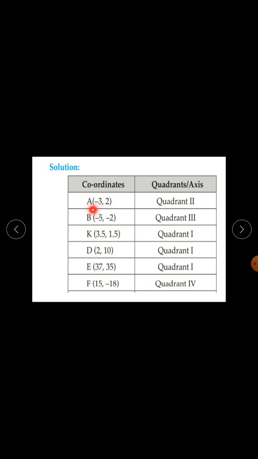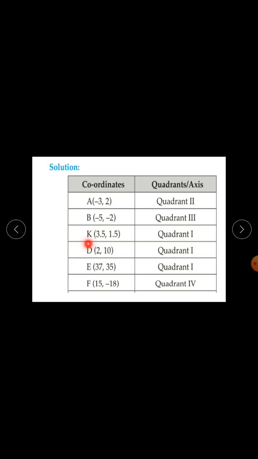X coordinate is -3 and Y coordinate is 2. So, this point lies in which quadrant? In quadrant 2, in second quadrant. Now, second point is B. X coordinate is -5 and Y coordinate is -2. Both coordinates are negative. So, this point lies in third quadrant.